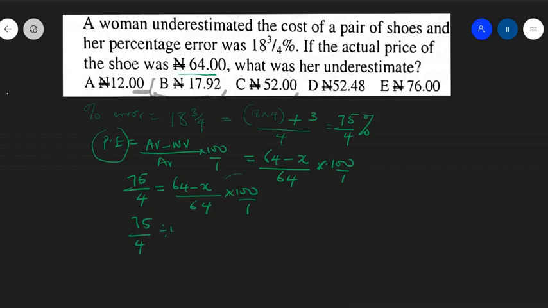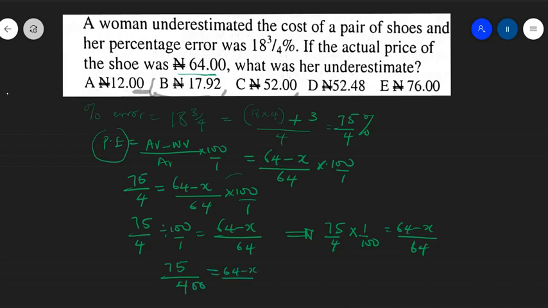I'm saying 75/4 divided by 100/1 is equal to 64 minus x over 64. Now, if you go further, I'll have 75/4 times 1/100, and that will be equal to 64 minus x over 64. Briefly, you don't need much to be a mathematician to deal with that. So this is going to result to 75 over 400 is equal to 64 minus x over 64.